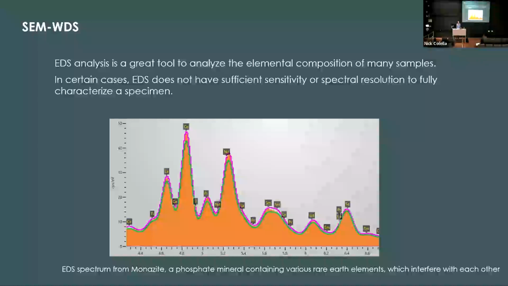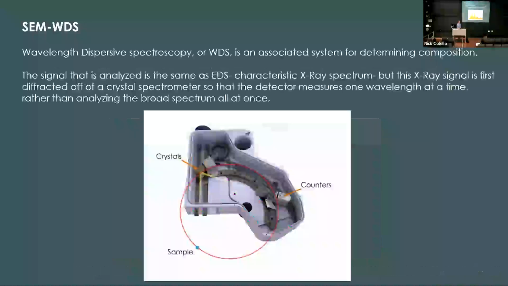So this is an example EDS spectrum from a mineral called monazite, which is a phosphate that has a number of different rare earth elements in it. Those are arranged in such a way that they overlap with each other terribly, and we can't really reliably resolve which of these elements is present and which are just being caused by overlaps. So there's not enough spectral resolution from the EDS to get the full picture of what we want to see here.